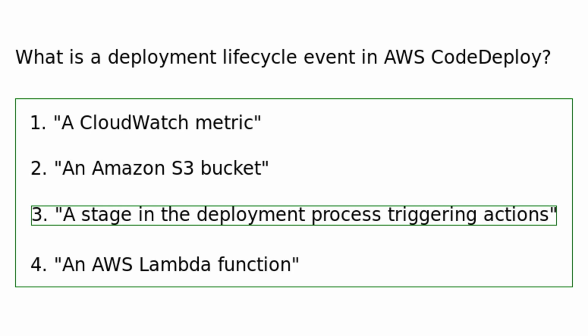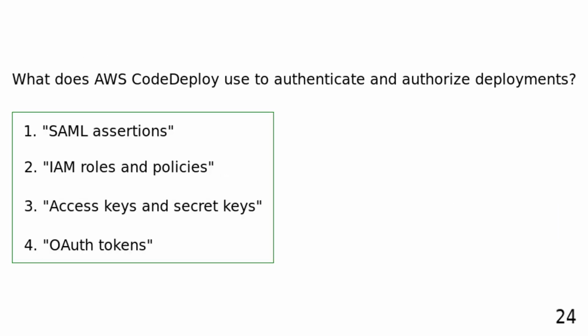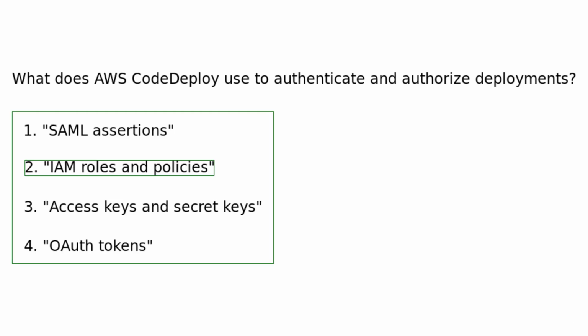or checks. What does AWS CodeDeploy use to authenticate and authorize deployments? SAML assertions. IAM roles and policies. Access keys and secret keys. OAuth tokens. AWS CodeDeploy uses IAM roles and policies to authenticate and authorize deployments.